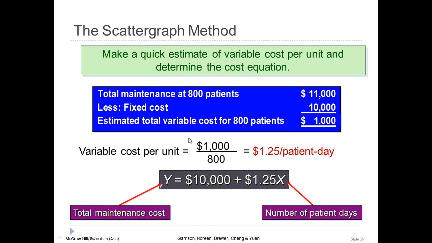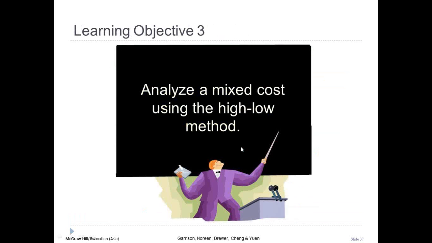So here comes our equation. $10,000 is the fixed component. $1.25 is the variable cost per unit. Total maintenance, number of patient days.